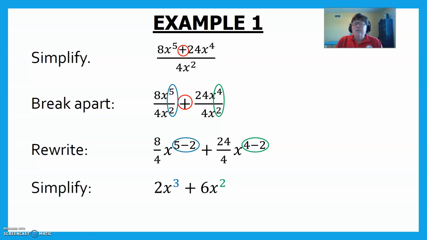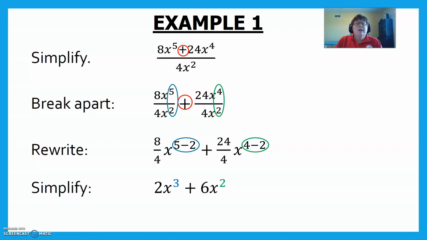You have one on your phone, you have one on your Chromebook, you might have your own calculator. So whatever works for you, it's perfectly fine to use your calculator. All right, so that's the process. It's kind of a 3-step process that we're going to follow every single time. We're going to break apart, we're going to rewrite, we're going to simplify.